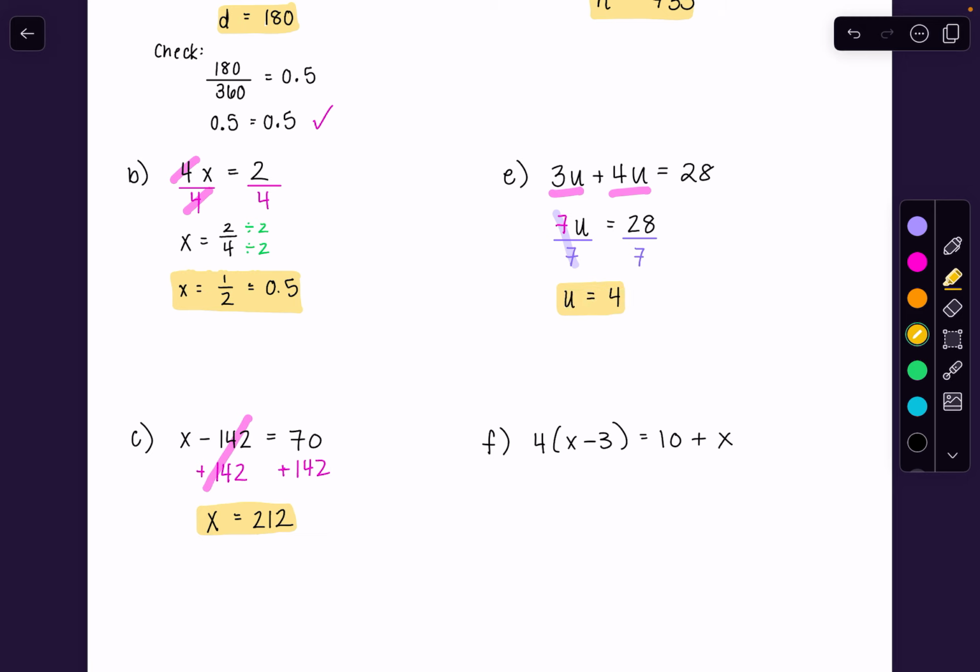So here's where it would get cumbersome to check. If you had to plug it in, you'd have to replace both of these u's by 4. So it's definitely a bit more tedious, but still doable.